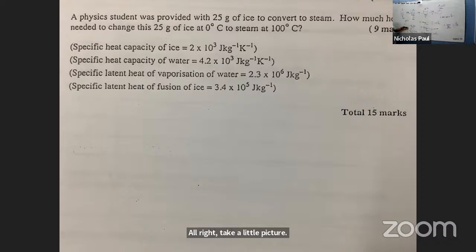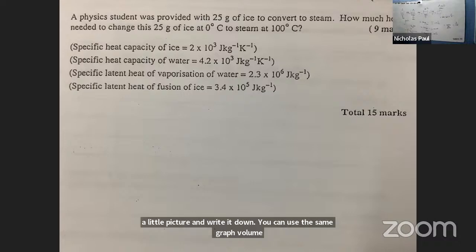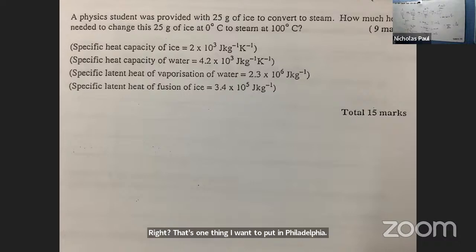You could use the same graph. Just one thing I want to point out. The mass is in grams, but all the values they gave you are in kilograms. So please remember, you have to work in kilograms.